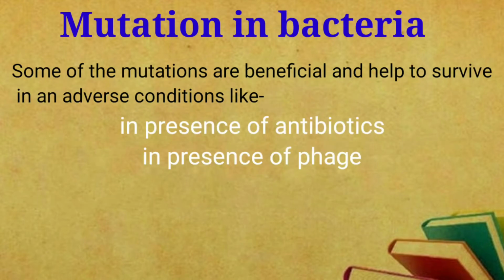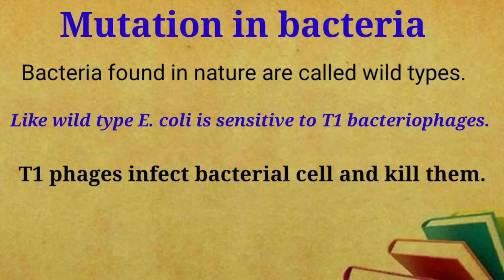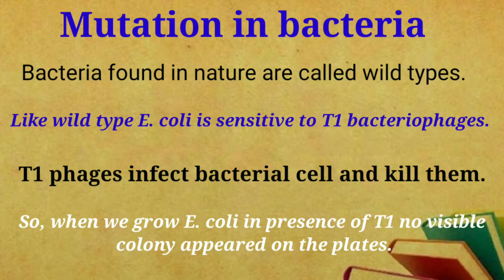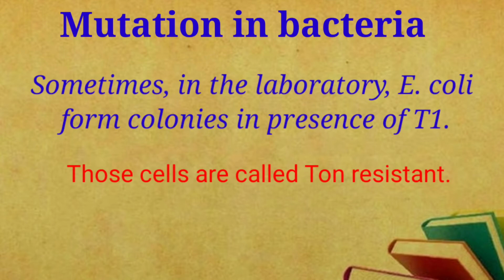For example, E. coli found in the nature are sensitive to T1 bacteriophages. They infect E. coli cells and lyse or kill them. So in presence of T1, E. coli cells do not form colonies and are called T1 sensitive. Sometimes in the laboratory, mutation occurred and the bacterial colonies grow. Then the bacteria are called T1 resistant.